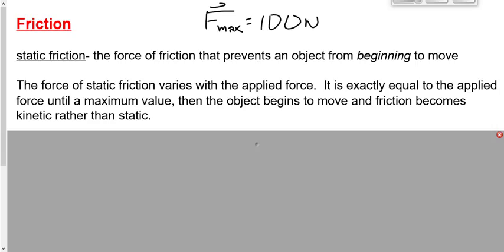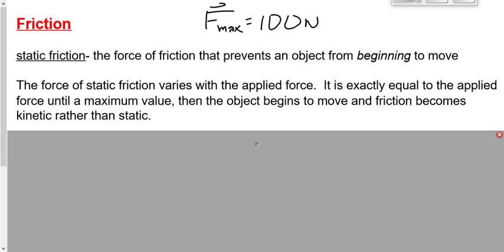Throws its hands in the air, gives up, says, you win. Now I get to move the desk. Does that make sense? Now I'll tell you what happens at that point. When I move that desk, static friction doesn't just go back down to 90 or 80 or 70. Static friction becomes 0. Then we've got another kind of friction that we'll talk about in just a second.